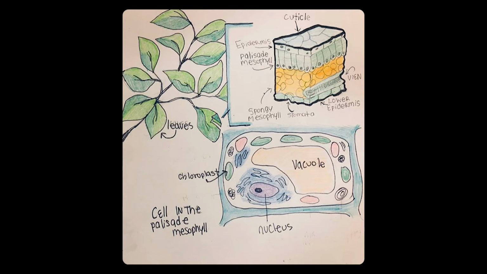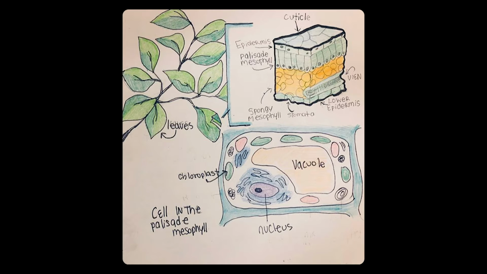of the plant. Above the lower epidermis is the spongy mesophyll, which allows for the interchange and the storage of gases like carbon dioxide. And lastly, above the spongy mesophyll is the palisade mesophyll. Next, we have the palisade mesophyll.